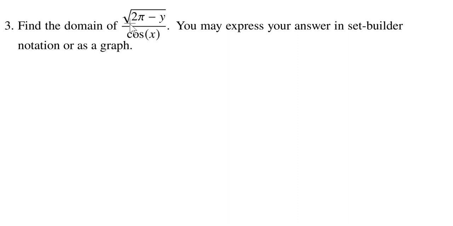On the numerator, we have the root of 2 pi minus y, and in the denominator, we have the cosine of x. So in order to find the domain, we need to figure out which values of x and y can be put in so as not to break this function.